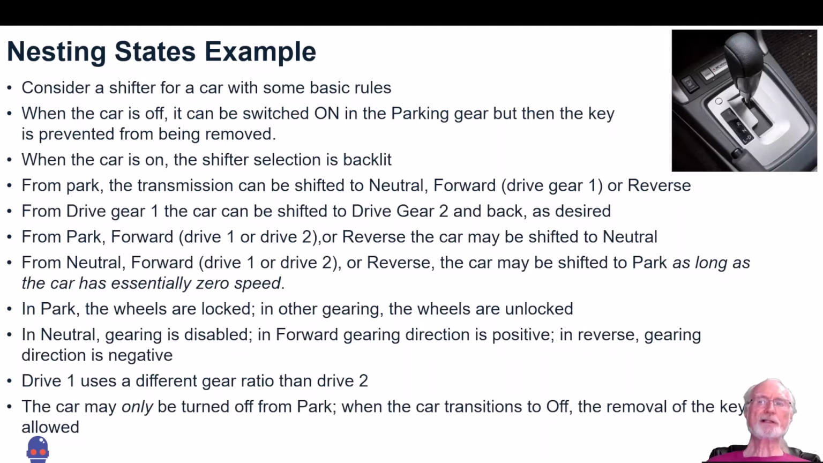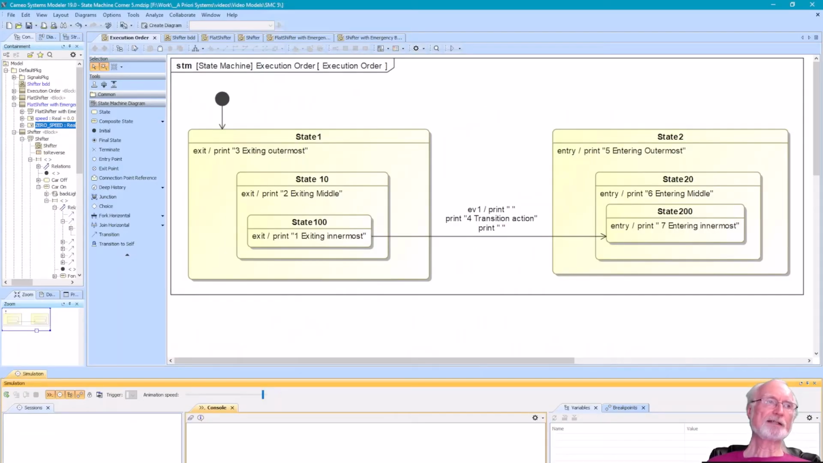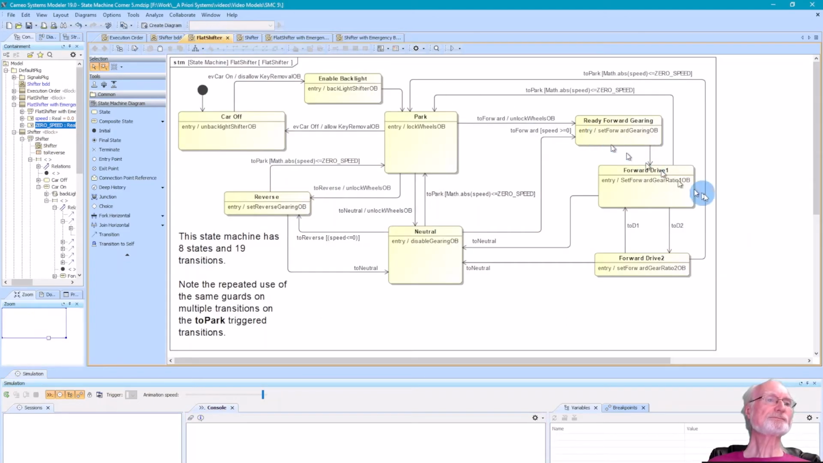So let's see what this looks like as a flat, normal state machine in Cameo. So here we see we're in the car off. We've got park, we've got forward, drive 1, drive 2, neutral, and so on. When we enter, we have this. These are all opaque expressions, so they just do print statements for the purpose of this exercise. First thing we do is we unbacklight.